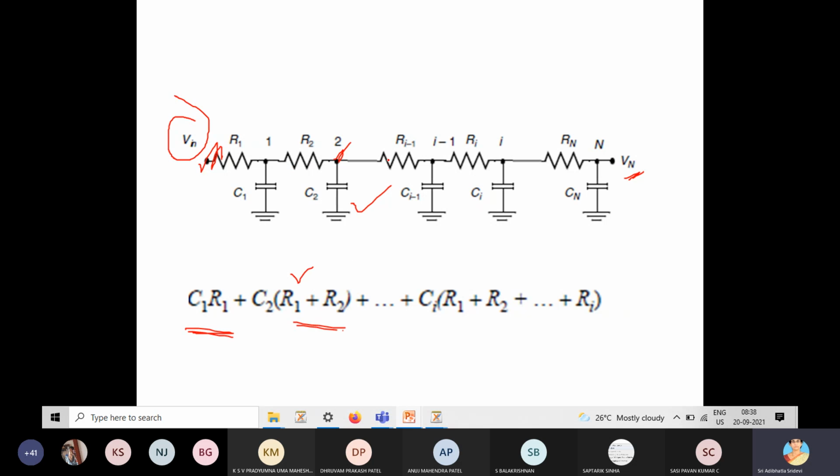Then R3. So R3 to source: R3 plus R2 plus R1 into C3. Likewise, if you consider the resistance from the (i minus 1)th node to source node, it is R(i-1) and so on up to R2 plus R1, into C(i-1). Similarly, coming to the ith node, we have Ci multiplied by R1 plus R2 plus R3 and so on up to Ri. So this is what the Elmore delay formula is.